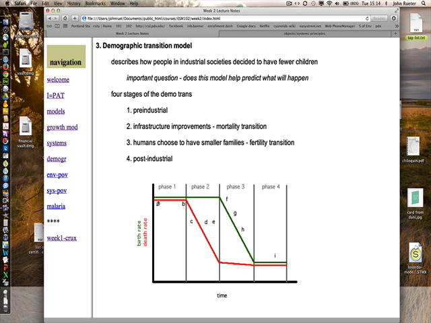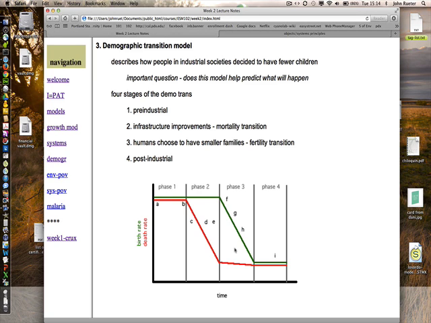And looking at this chart of birth rate and death rate, pre-industrial societies have a high birth rate and a high death rate. So the population is near steady state, with both of these being about equal. Then you go into the mortality transition, where improvements in infrastructure such as healthcare, sanitation, and water supply end up decreasing the death rate. What you end up with then is a net increase in population because the birth rate is greater than the death rate. So the population grows.